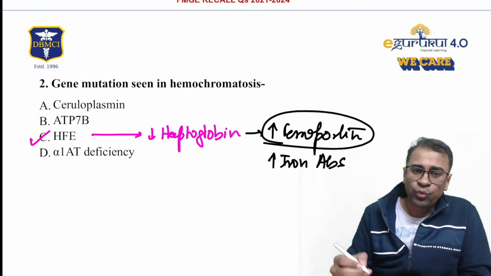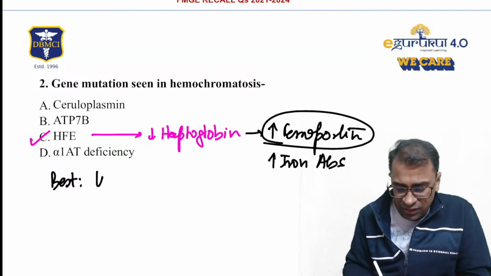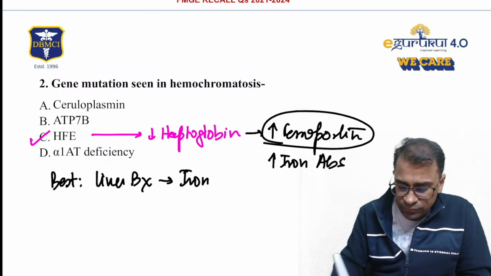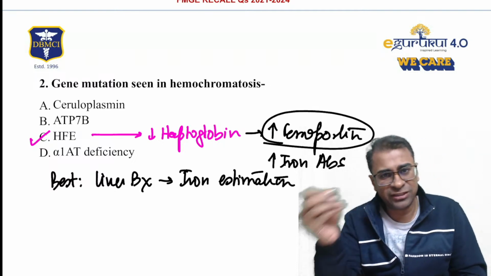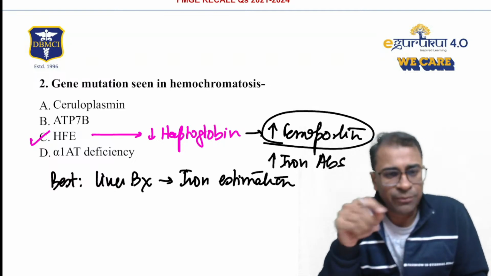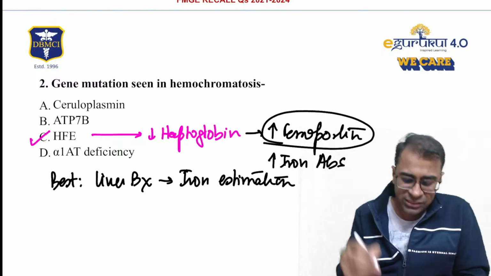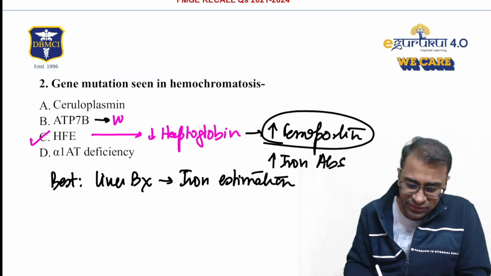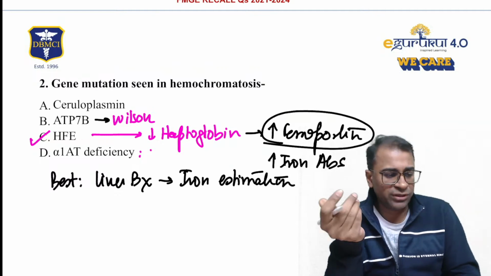Okay? They can ask you what is the best test for diagnosing this. The best investigation is the liver biopsy. In liver biopsy, you have to do the iron estimation. And how can you do iron estimation? By staining it with Prussian blue or the pearl stain. Also remember in this one, ATP7B is absent in Wilson disease, and this surely is alpha 1 antitrypsin deficiency. Okay.